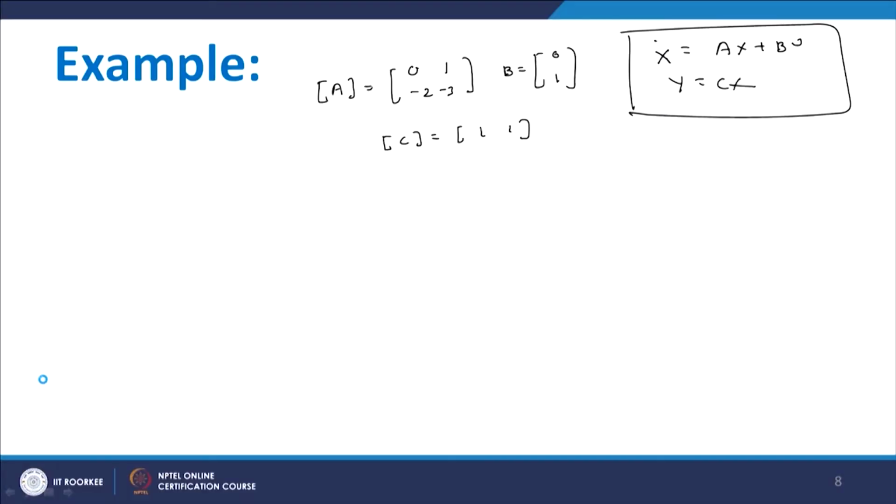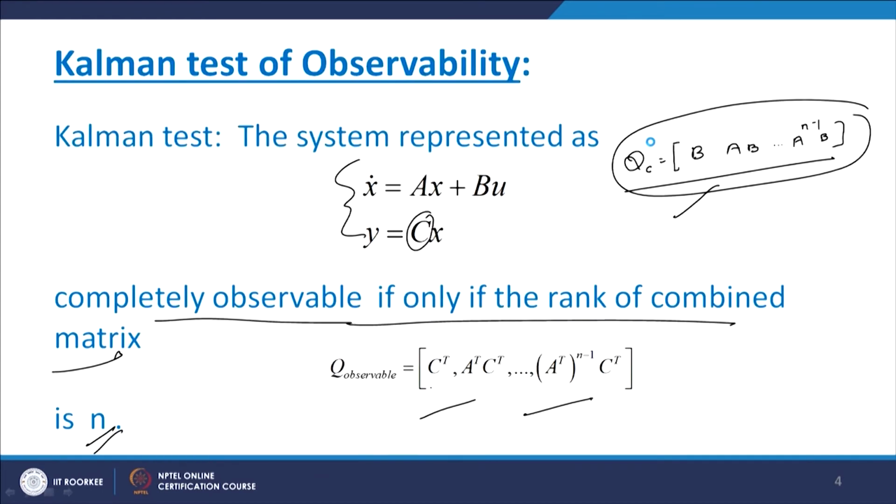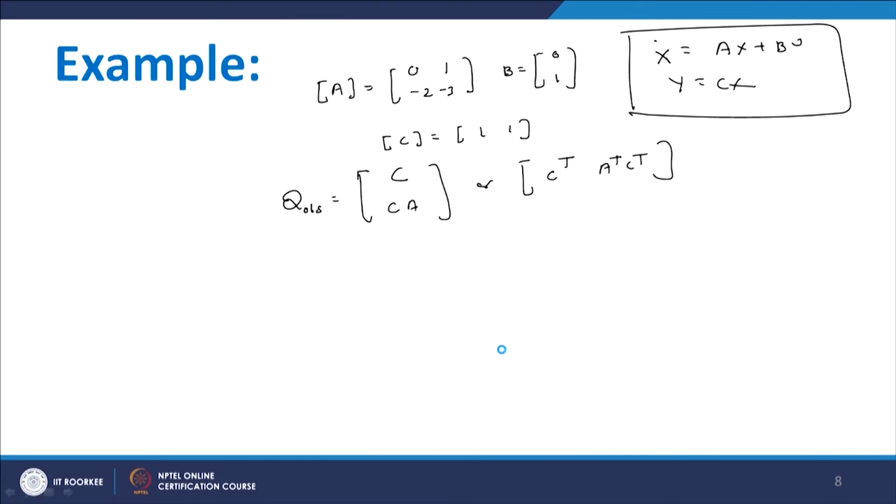Now, we are talking about this particular example, and for simplicity we can write the observability matrix as Q observable, as C, CA, or we can write this as C transpose, A transpose C transpose. So, here we can write down the matrix C. C is here [1 1].